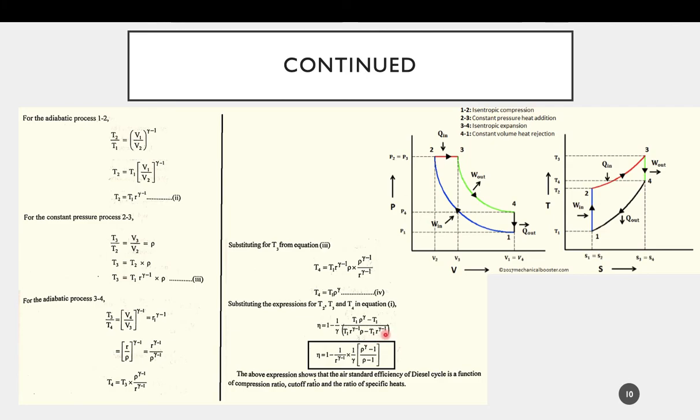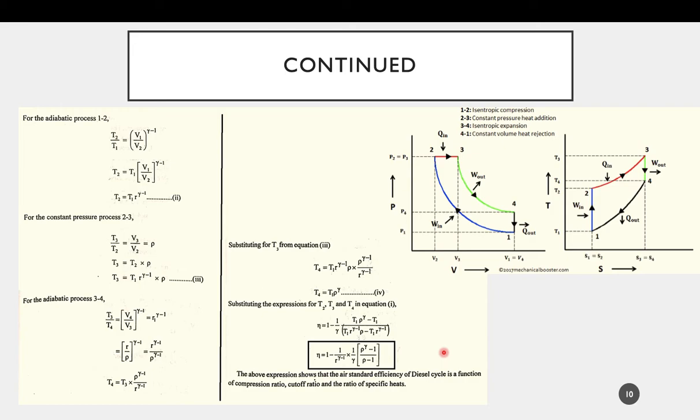So here, R raised to gamma minus 1 is a common term, so that can be taken outside. So 1 minus 1 by gamma into 1 by R raised to gamma minus 1. That is a common term. And T1 is common to all, so T1 will cancel out. So in the numerator, we have rho raised to gamma minus 1, by here it is rho minus 1. So this is the expression for the efficiency of a diesel cycle.